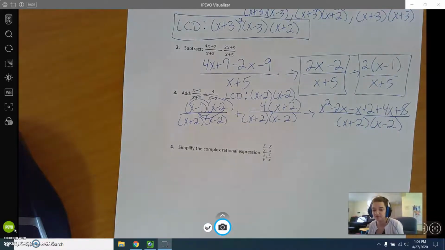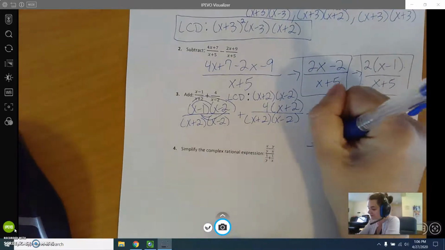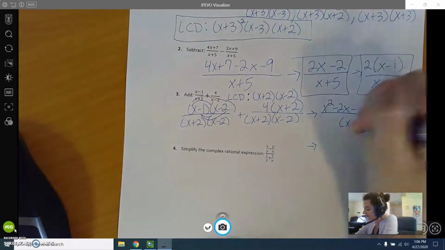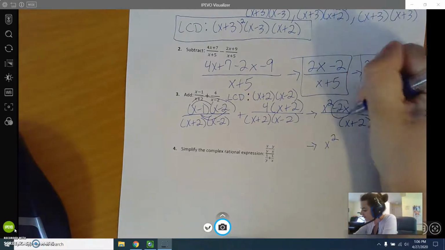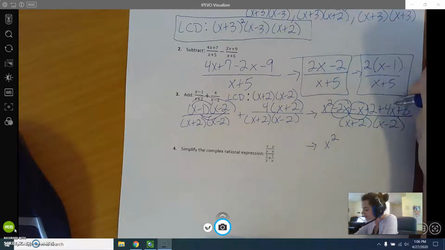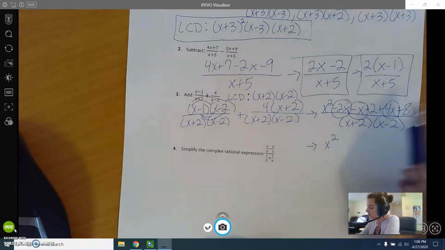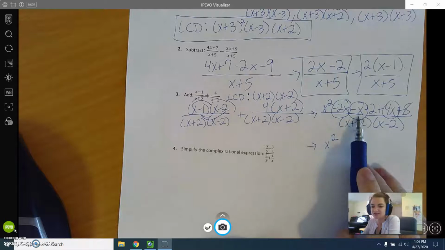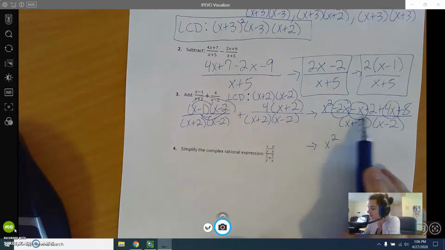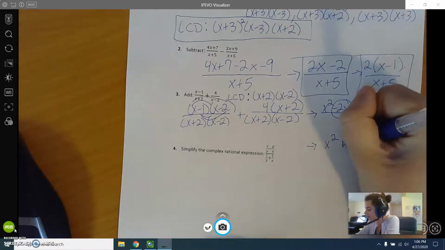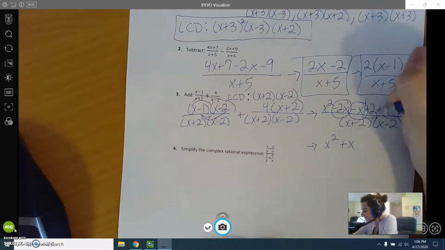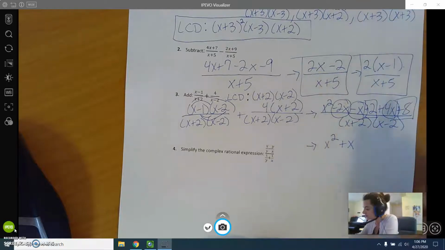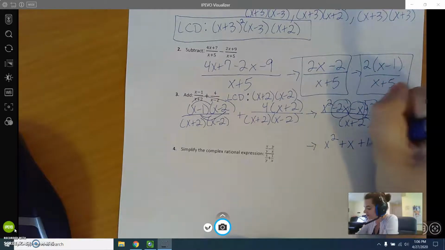Alright? And from here, we can combine a lot of like terms and simplify it even further. X squared is my only x squared, so it'll stay as x squared. But I've got a lot of x's. I have negative 2x, I have negative x, and a positive 4x. So negative 2x minus x would be negative 3x, and negative 3x plus 4x would be positive 1x. Then I've also got some constants. I have a plus 2, and I have a plus 8. And 2 plus 8 is positive 10.